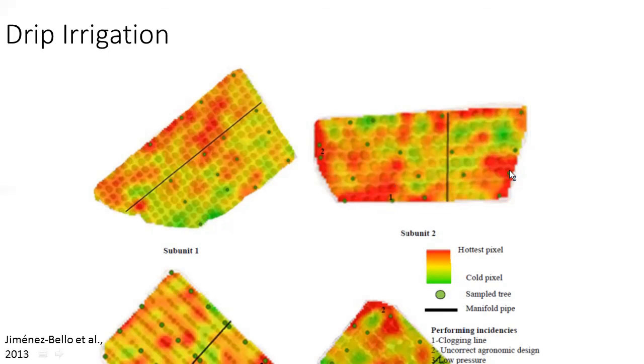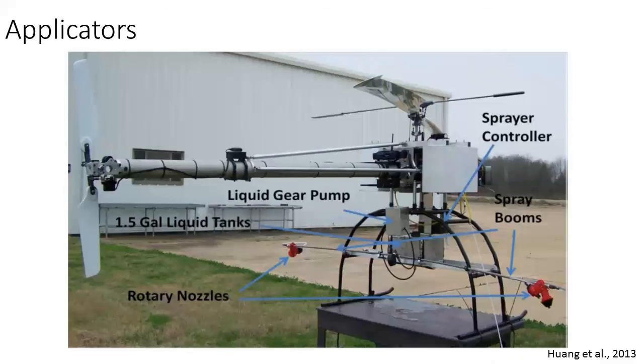In this case, with this number 2 here, one of the lateral lines that came out from this irrigation pipe wasn't long enough. And so these trees in this area weren't getting enough water. So they were able to see that and then go in and correct the issue.